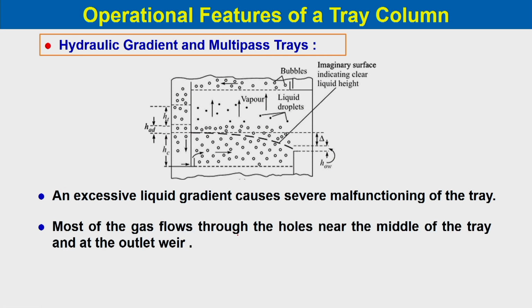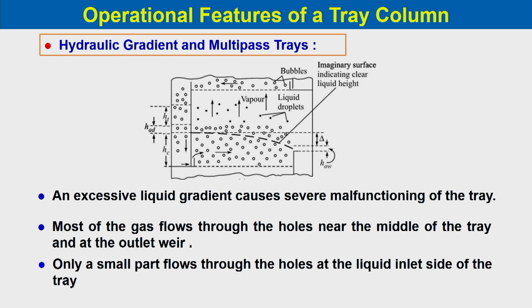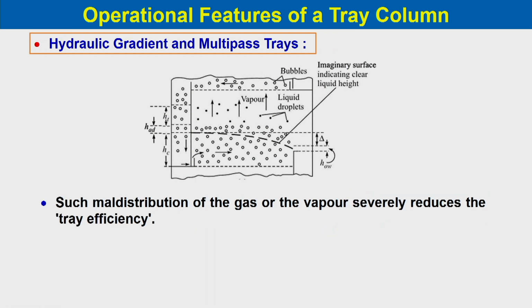Most of the gas flows through the holes near the middle of the tray and at the outlet weir. Mostly it is through the perforations, and sometimes a very small amount of gas flows through the weir hole also. Only a small part flows through the holes at the liquid inlet side of the tray. Such maldistribution of the gas or the vapor severely reduces the tray efficiency. So, we need to have a very good tray efficiency.